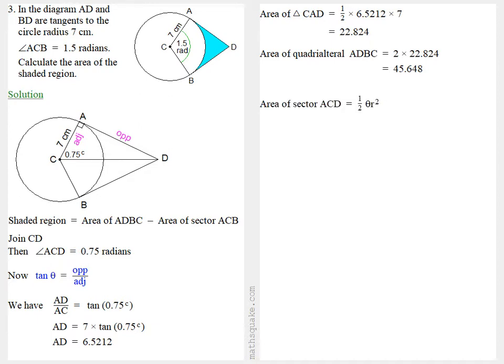Now if we look at the area of the sector ACB, that's equal to a half times the angle times the radius squared. So it's a half times 1.5 times 7 squared, which is 36.75. So the shaded area is the area of the quadrilateral minus the area of the sector, 45.648 minus 36.75, which equals 8.898. And so rounding it off, we have the shaded area is 8.90 square centimetres.